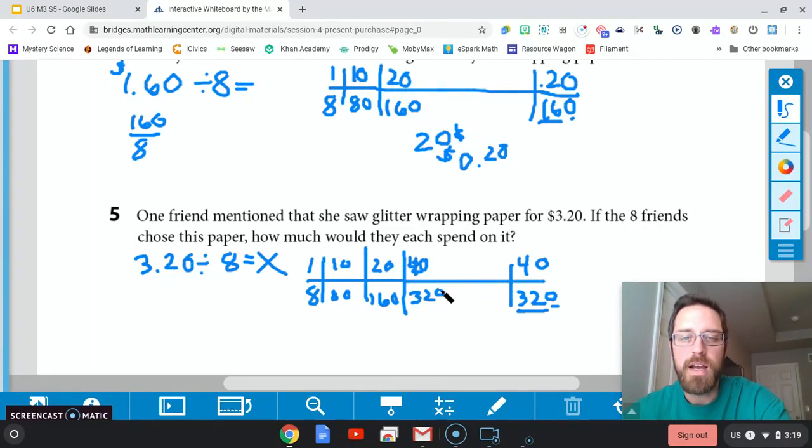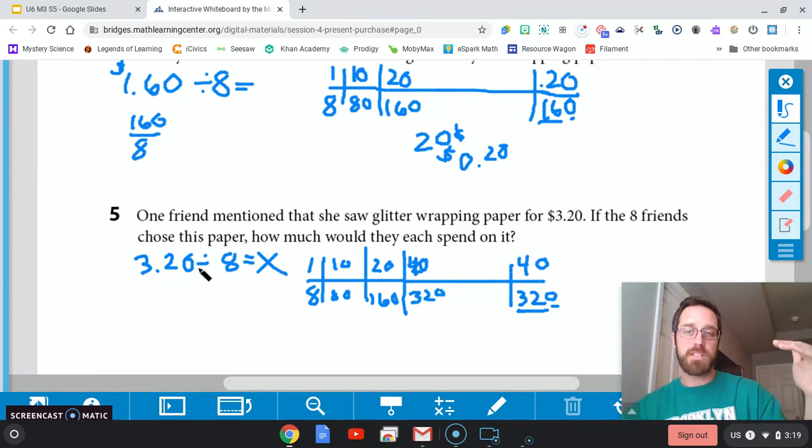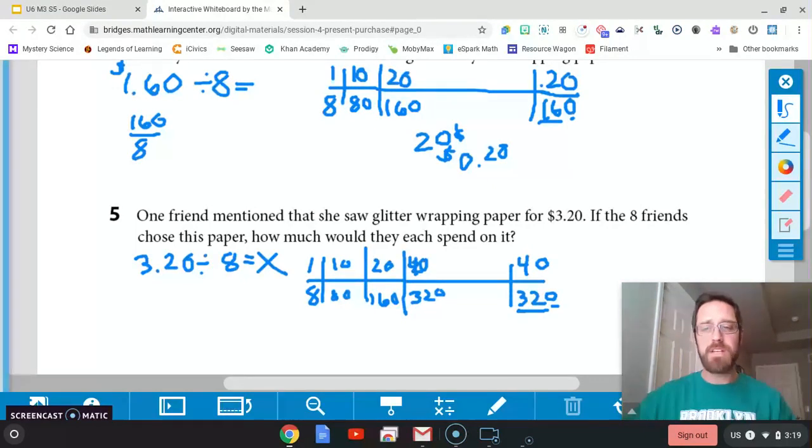So now again, remember, I said this lesson was about making connections to what happens when our dividend doubles. So if you notice, 320 is twice as much as 160. So what happens when our dividend doubles, but our divisor stays the same? The amount that we have to pay is twice as much, but there's still only 8 people paying it. Well, if you have to pay twice as much, but you're still splitting it between 8 people, those 8 people are going to have to pay twice as much.